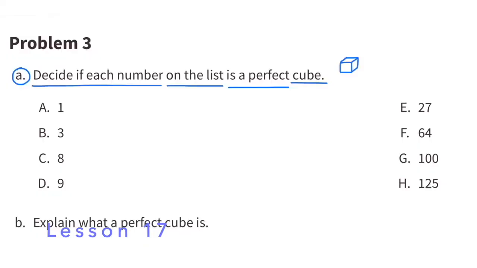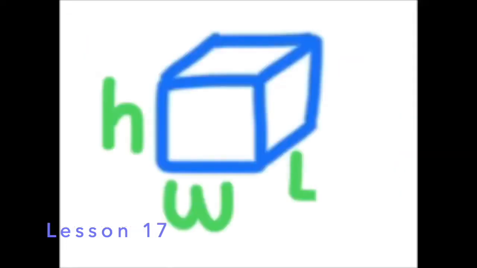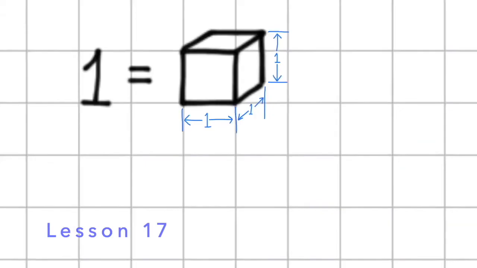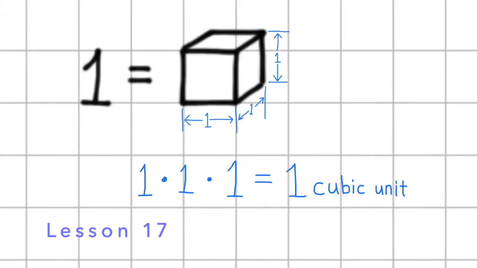Number 3. A. Decide if each number on the list is a perfect cube. Cubes are three-dimensional. They have a height, a width, and a length. A height of 1, a length of 1, and a width of 1 would be 1 times 1 times 1, and that equals 1 perfect cube. 1 cubic unit, or 1 unit to the third power.